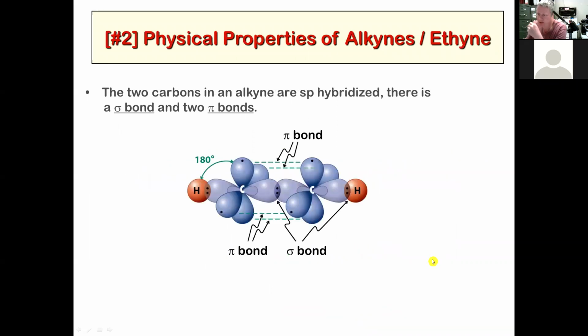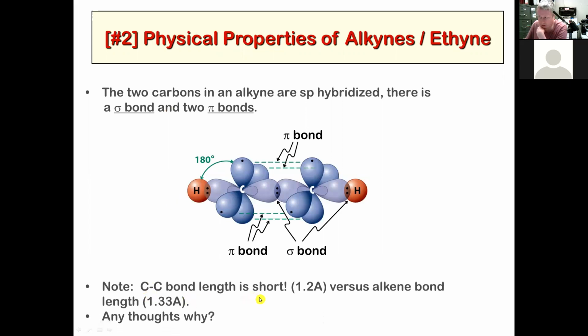The physical properties of these things. So there's 3 bonds, right? Triple bond, 3 bonds. You have a sigma bond in the middle, and then 2 pi bonds, one that's going up and down, and the other's going back and forth. The 2 carbons are sp hybridized, and the structure's linear also. Sp things are linear.